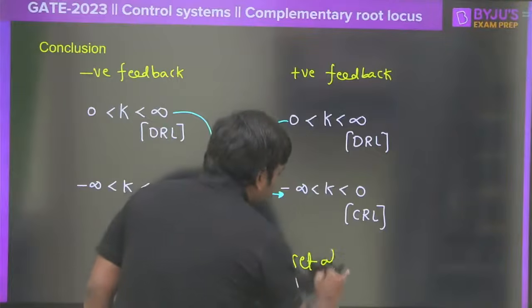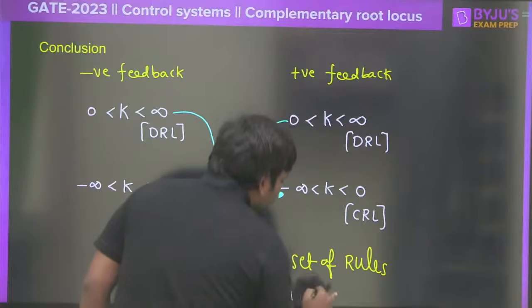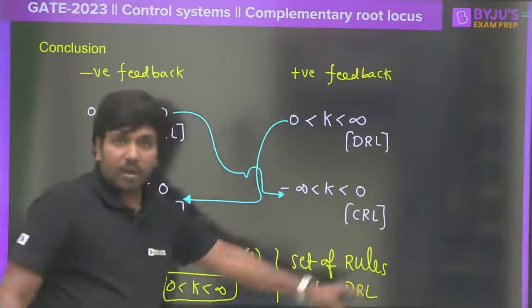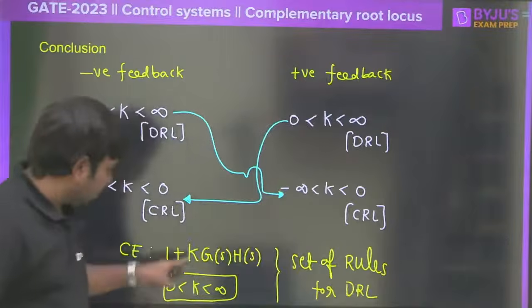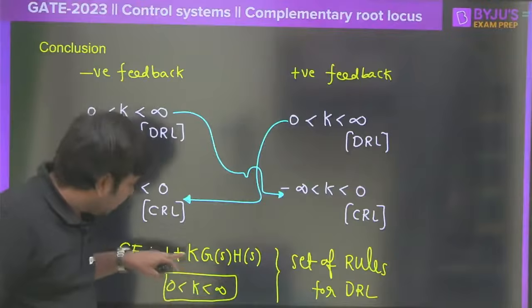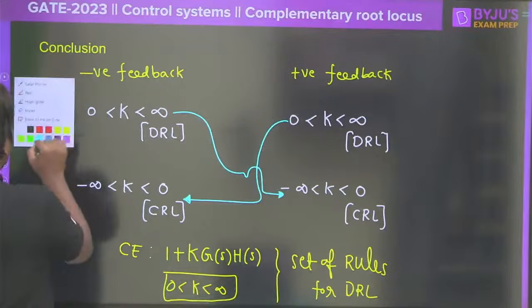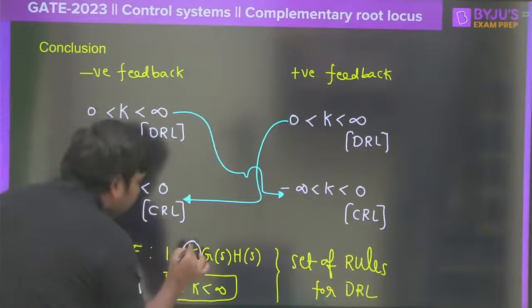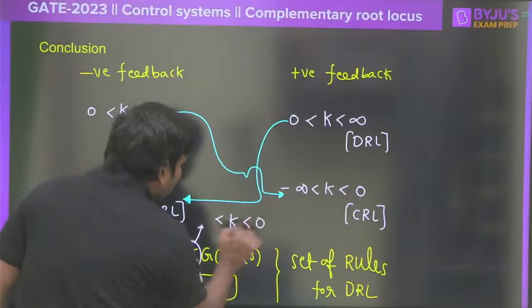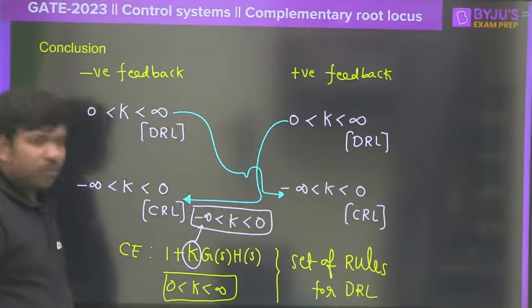There is a set of rules to draw the root locus, and those rules are already available for direct root locus. Am I right? To sketch the direct root locus, we have a set of rules. But what happens if you are changing the value of k from 0 to minus infinity? Do we have rules for this?